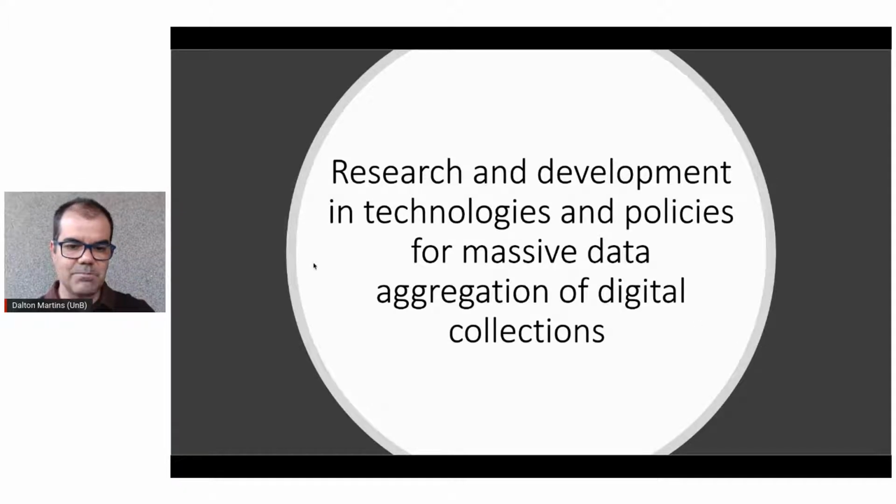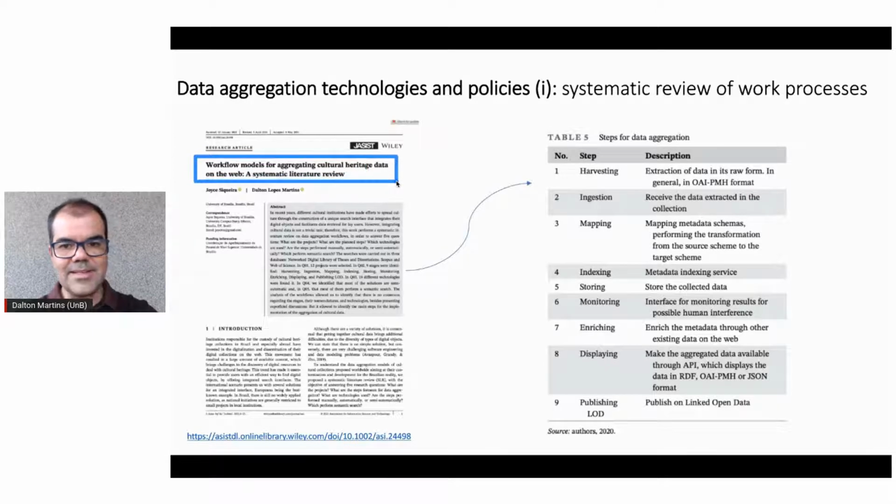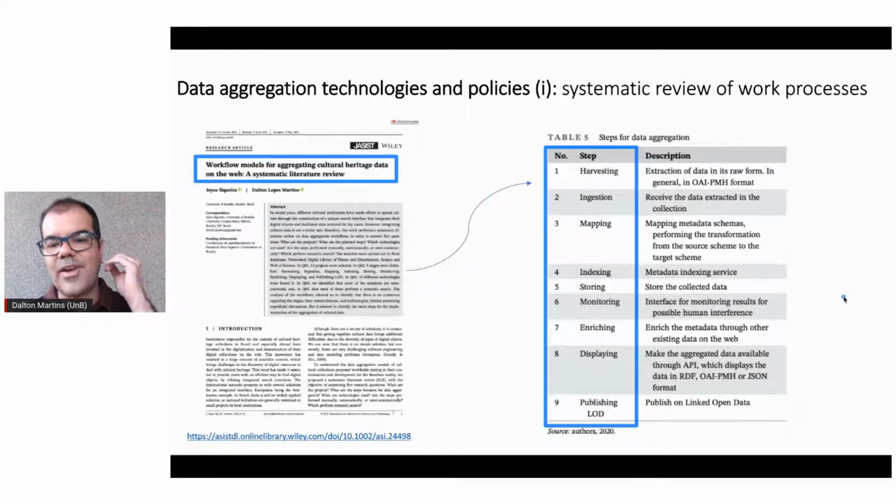So, some papers just to share with you what we are doing here, and I will arrive at this theme that I consider much more important to our discussion today, which is related to aggregation. So we developed this article, which is called Workflow Models for Aggregating Cultural Heritage Data on the Web. In this article, we discovered 9 steps, which I would like to highlight to you here. In these 9 steps, we discovered different strategies to improve metadata quality, to enrich metadata, to monitor metadata, to store metadata, to index metadata, and how these different initiatives of aggregation of metadata are working in these 9 steps.